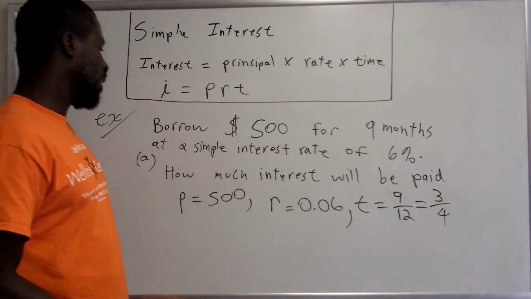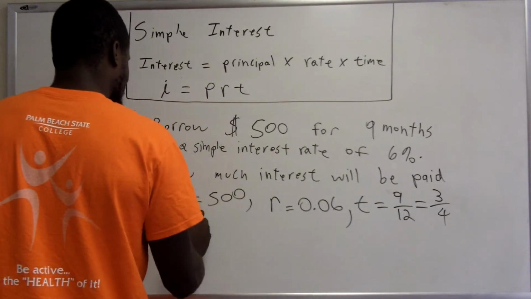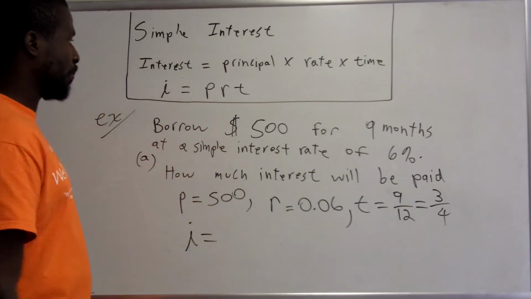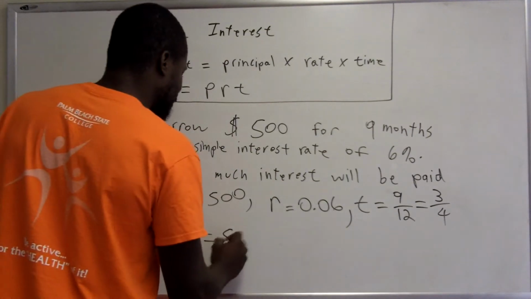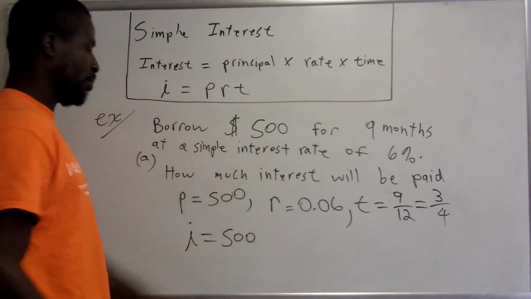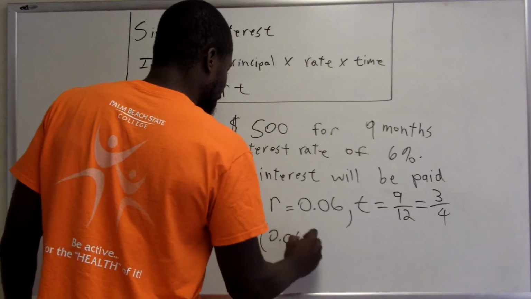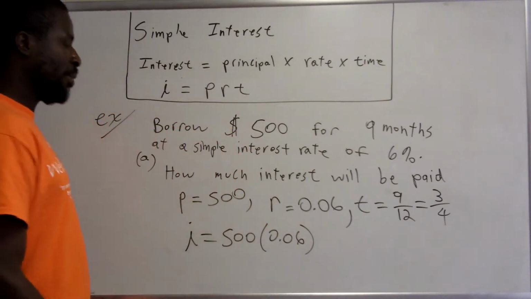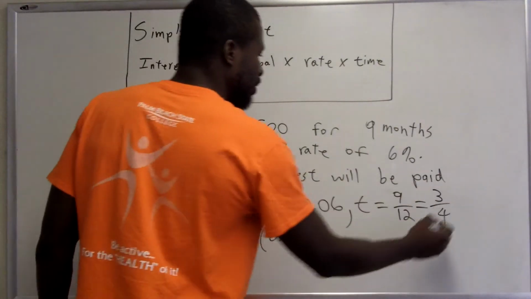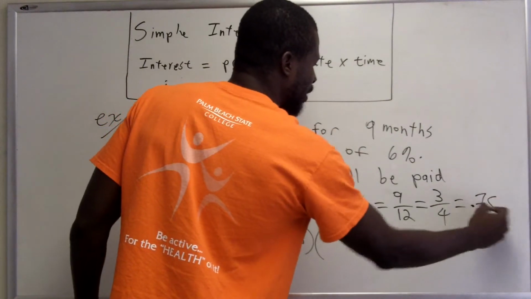And all we have to do now to calculate the interest, I, is plug all these numbers in. So the principal is 500. The rate is 0.06. And the time is 3/4. As a decimal, that's 0.75.